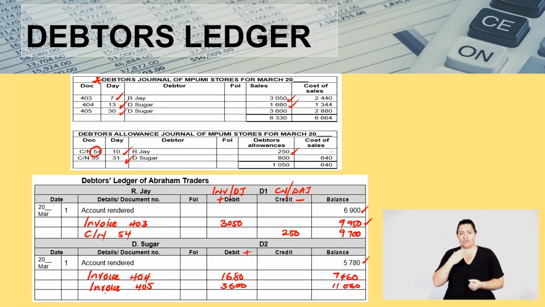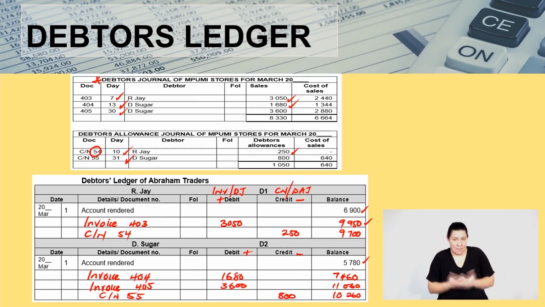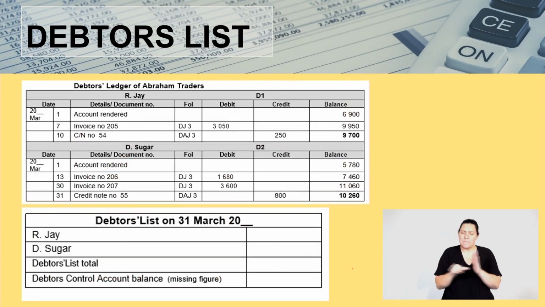So I'm now having my credit note number 55. How much is that going to be for? 800. So I come to my credit side, 800. Remember, minus. That means here I'm now going to have 10,260.